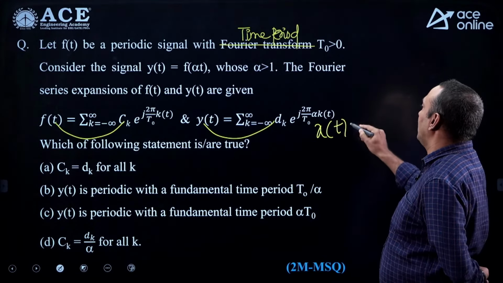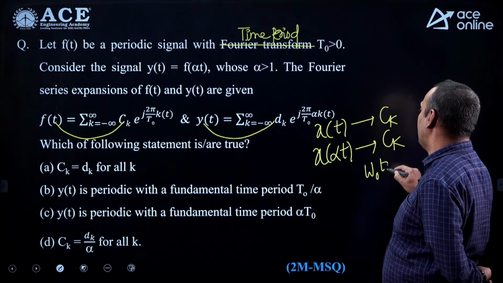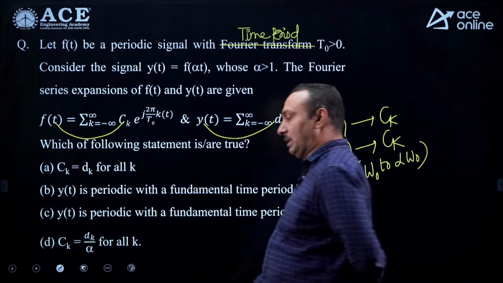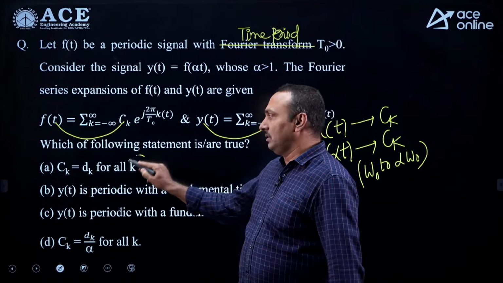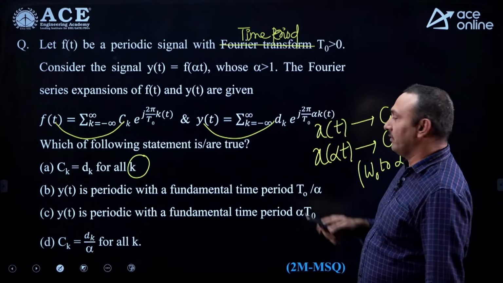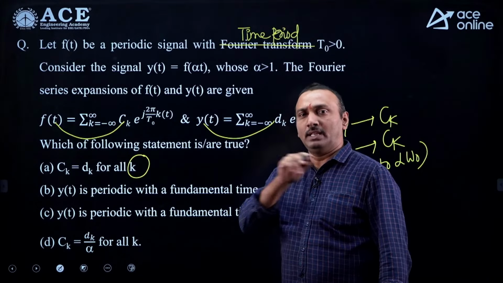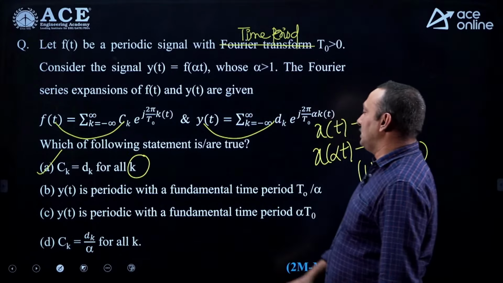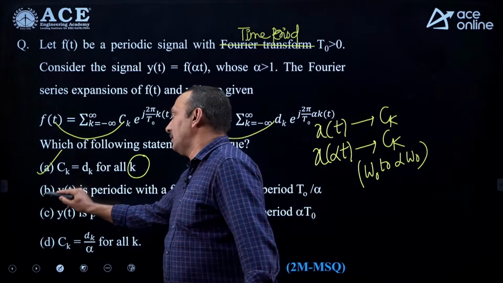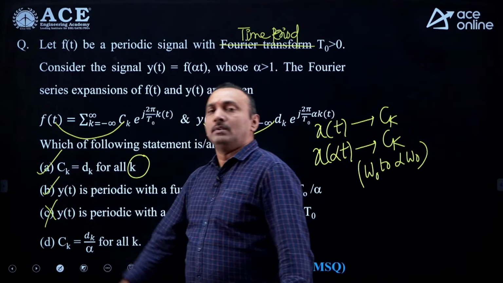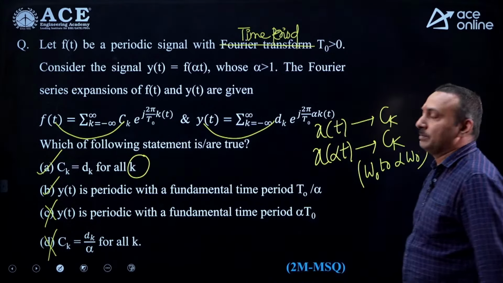Generally, if the x of t coefficient is ck, the scaled signal coefficient also remains the same. What differs is only the frequency, or the time period. For the scaled signal, the frequency becomes omega naught to alpha omega naught. According to the given option, ck equals dk for all k. To be specific, k is a multiple of omega naught in the case of x of t, and in the case of y of t it is a multiple of alpha omega naught. There is no change in the coefficient amplitude, only the x-axis differs. So this is correct. Y of t is periodic with fundamental period t naught by alpha. That is also true: the original time period t naught becomes t naught by alpha. As B is correct, automatically C is wrong. And we observed that there is no change in the amplitude level, so that is also wrong. So the first two options are possible.